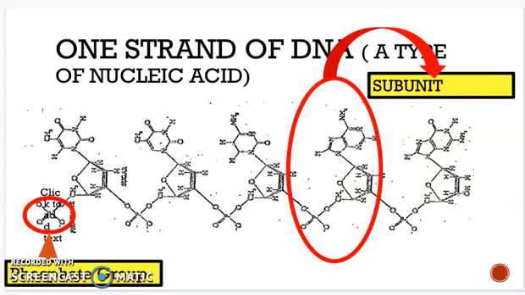Now, this looks like one strand of DNA. So this is a type of nucleic acid. And we're going to see that nucleic acids have a phosphate group, and the subunit is going to be one piece of the entire molecule.